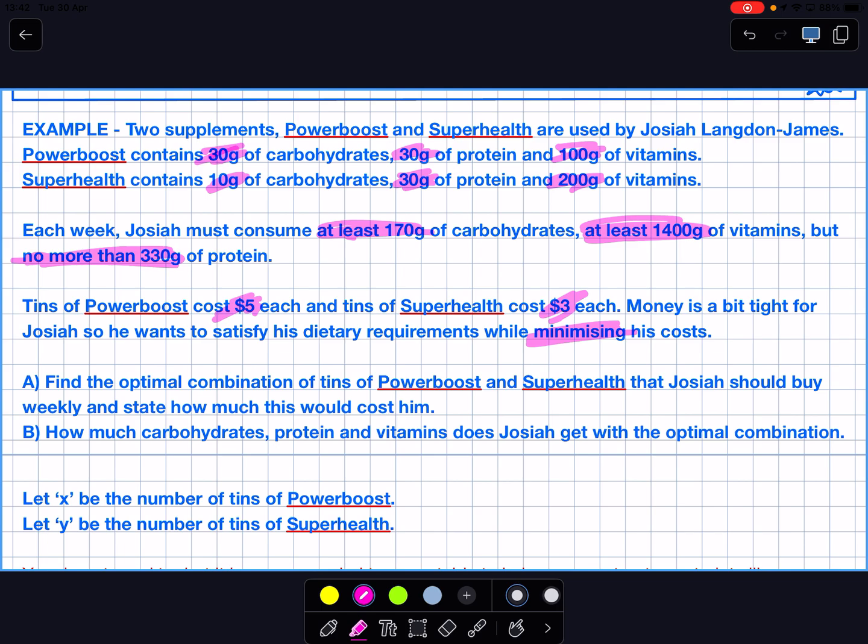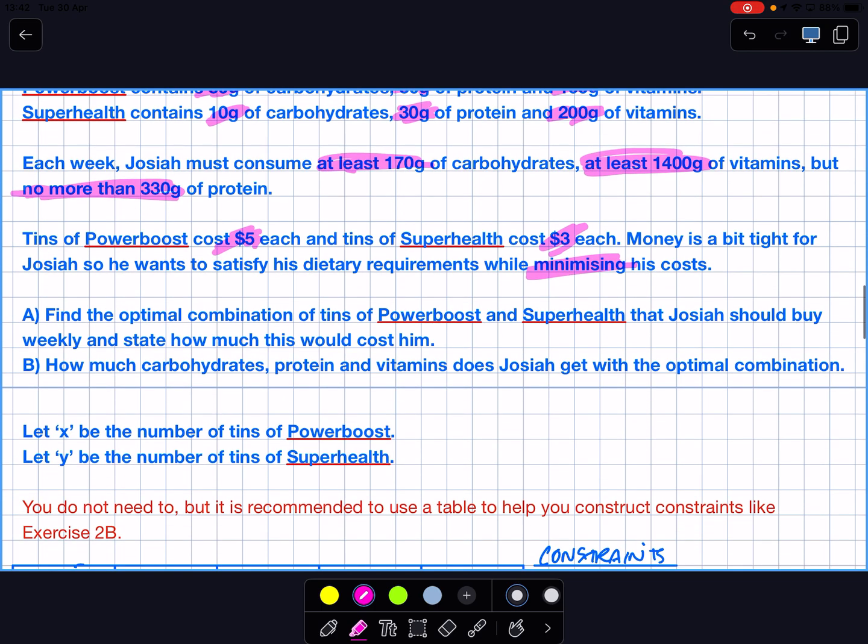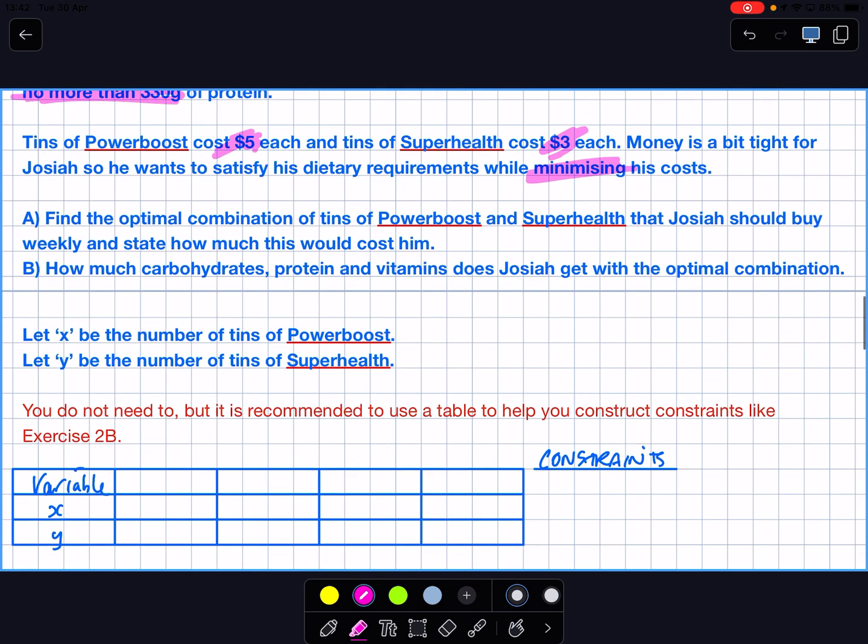This is bringing all together everything that you've done up until this point from after your shares test. We haven't even done any maths yet. I'm just highlighting what's important. So if I let X be the number of tins of Power Boost and Y be the number of tins of Super Health, you do not need to, but I recommend that you use a table to construct your constraints because I asked you to do exercise 2B. You don't need to use a table, but it organizes it nicely.